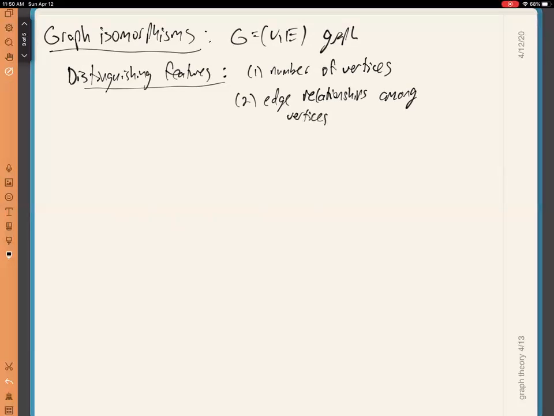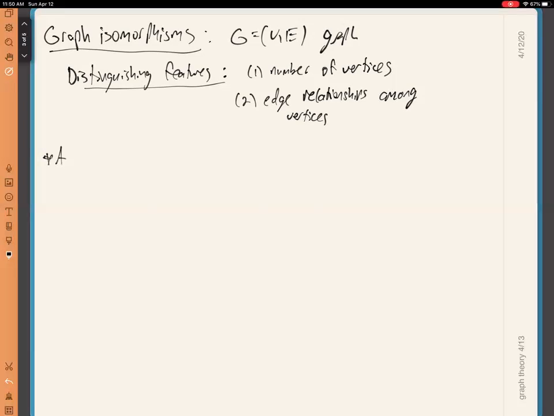Right, so if I don't show you any pictures and I ask you to say, well, what are the important things on a graph? You're going to say these two things, right? The number of vertices that there are, and then the various connections between these vertices. These are the two main defining features of a graph. And so what is a graph isomorphism?